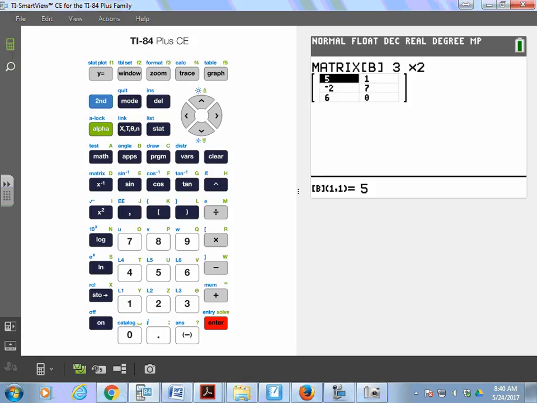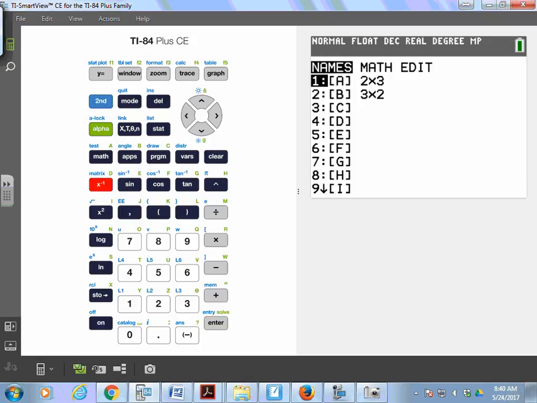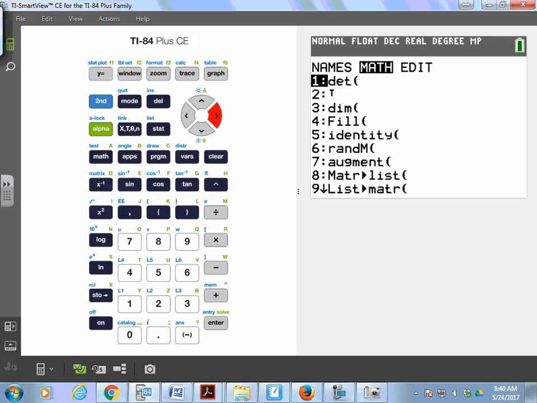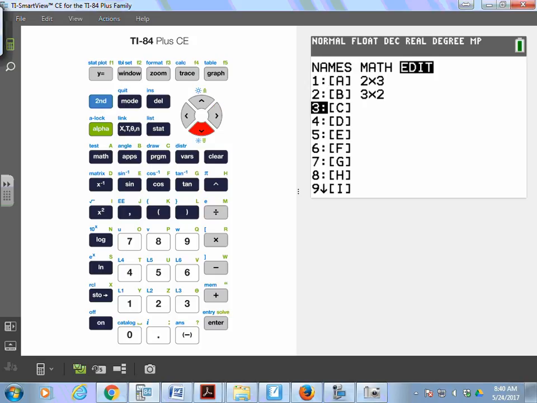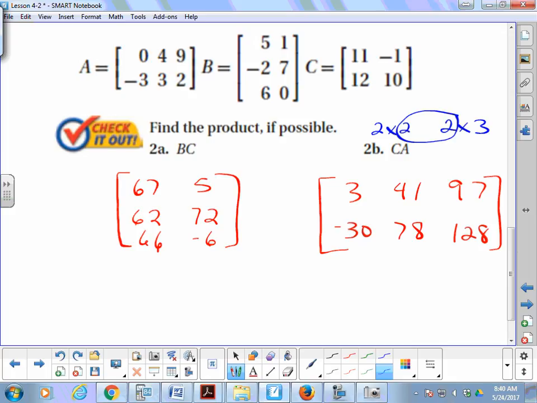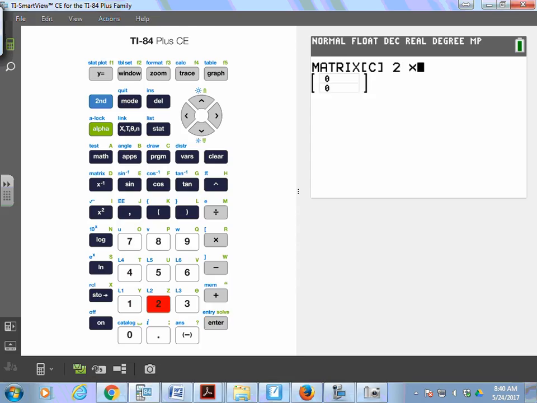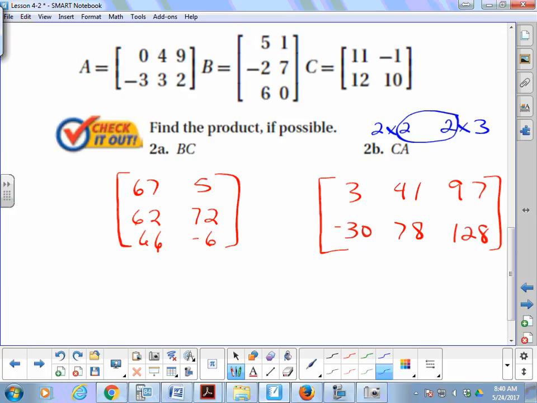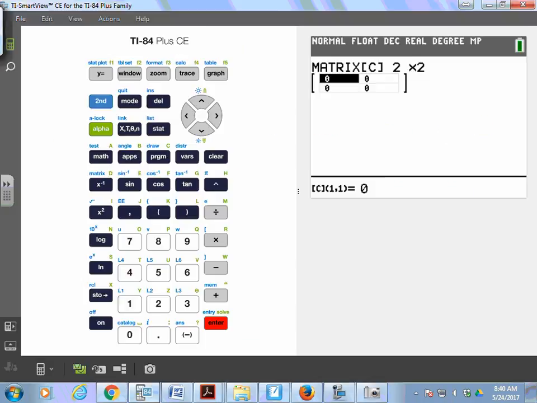Great. All right, so same thing. Second, and then the x negative 1, you get to the matrices. Go back over to edit, and let's do letter C then, matrix C. Matrix C is a 2 by 2. And we've got 11, negative 1, 12, and 10.